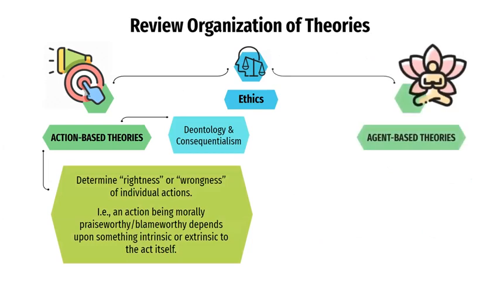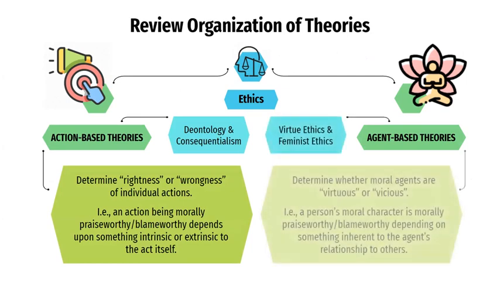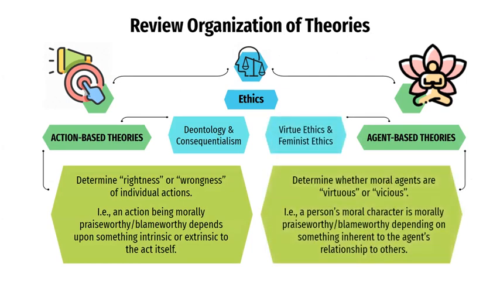Okay, so we've already talked about this, right? Action-based theories focus on the rightness or wrongness of individual actions, whereas virtue ethics and feminist care ethics determine whether moral agents are virtuous or vicious. That is, a person's moral character is morally praiseworthy or blameworthy, depending on something inherent to the agent's relationship to themselves and others. So at its most basic level, agent-based ethics is about what kind of agent we want to be. It's not about producing a laundry list of actions that one should or shouldn't perform.